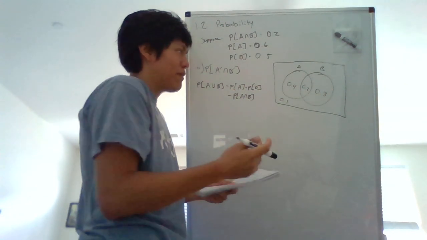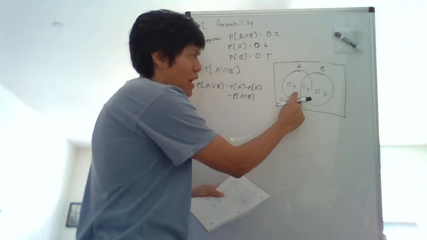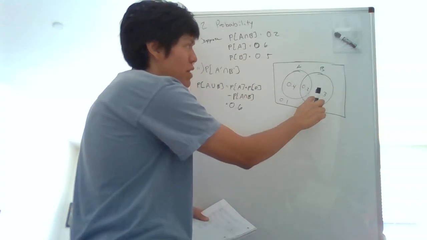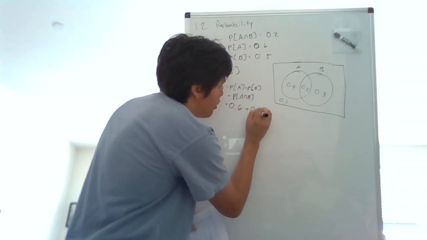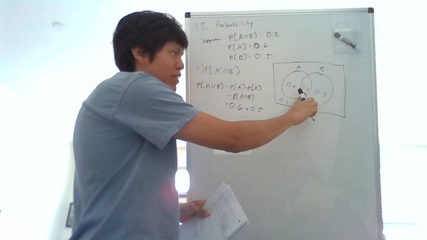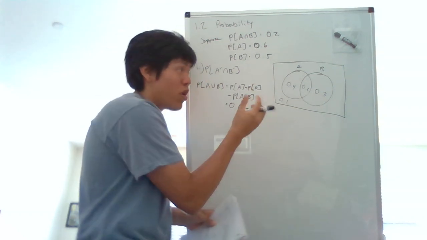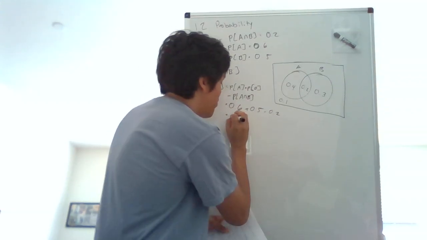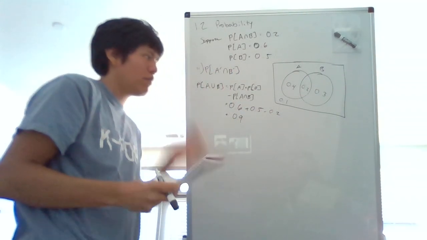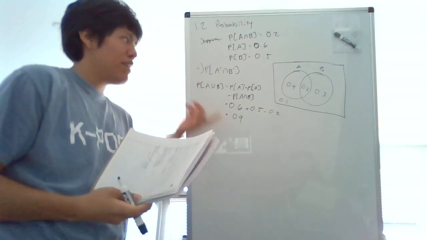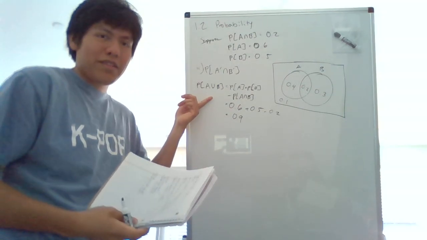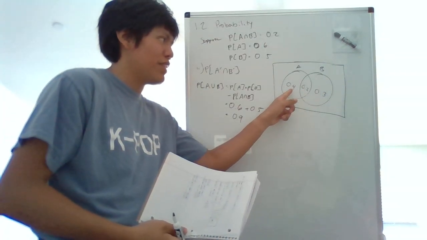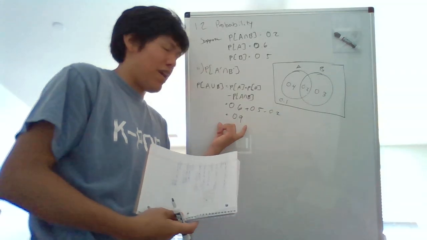Because we don't want to double count. So the entire probability of A, which is 0.6, plus the entire probability of B, which is 0.5, oh, but we've double counted this middle section, so we want to subtract one of those middle sections, so minus 0.2, and this gives us 0.9. And you can also look at the diagram and see that of course that's 0.9 because you're just adding these three sections together, and that gives us 0.9.